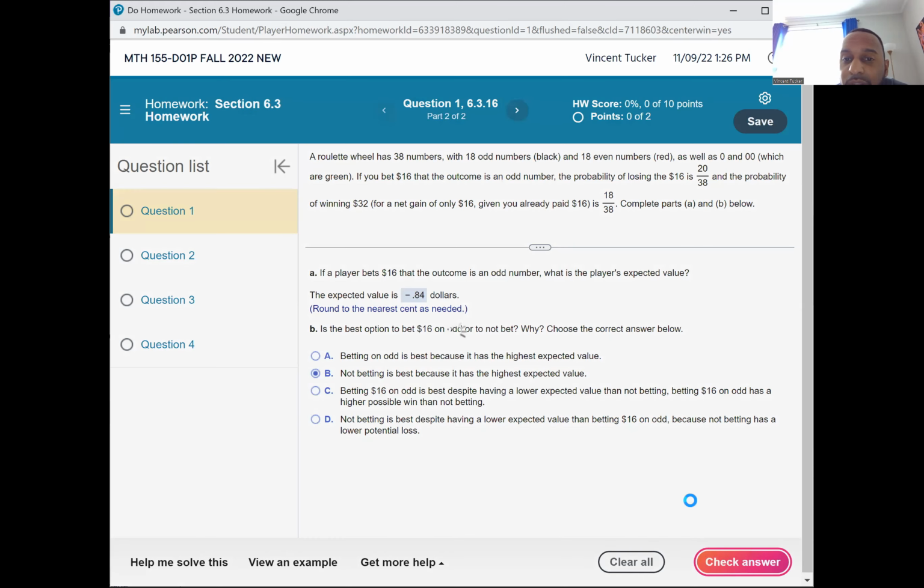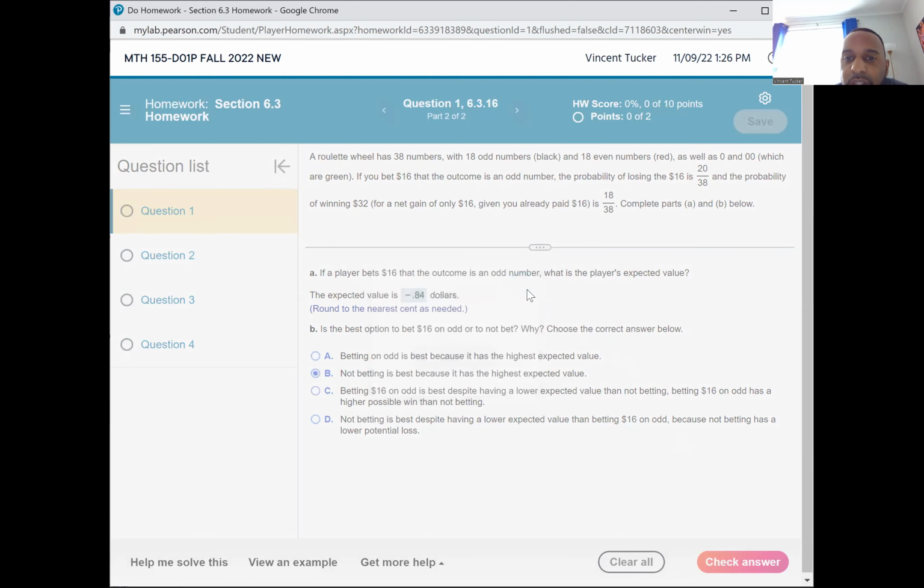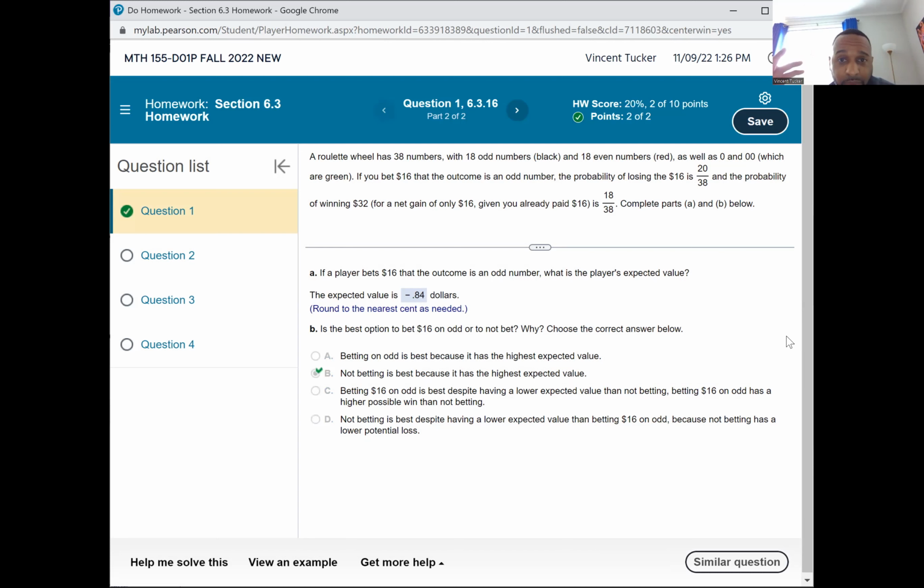Let's see if I'm right. Yep. So not betting is 0. Betting is negative 84 cents. So the best option is not to bet because you're not going to lose anything. 0 is still greater than negative 84 cents, but you're expected to lose at least negative 84 cents every time you bet $16. So that's how you would do it. Questions on that?